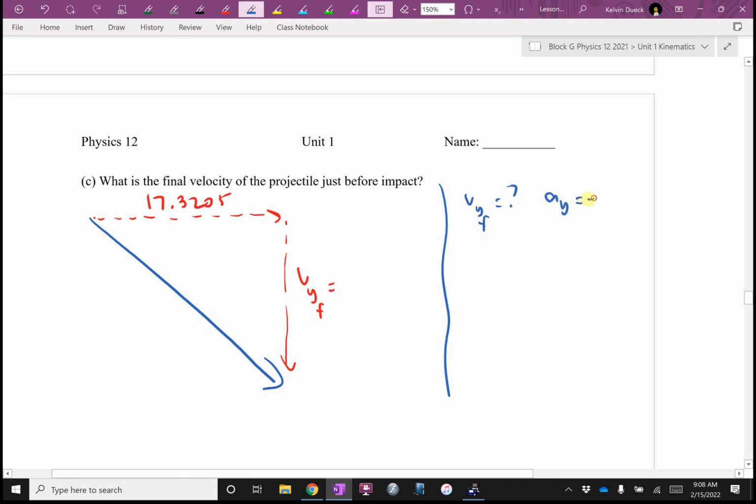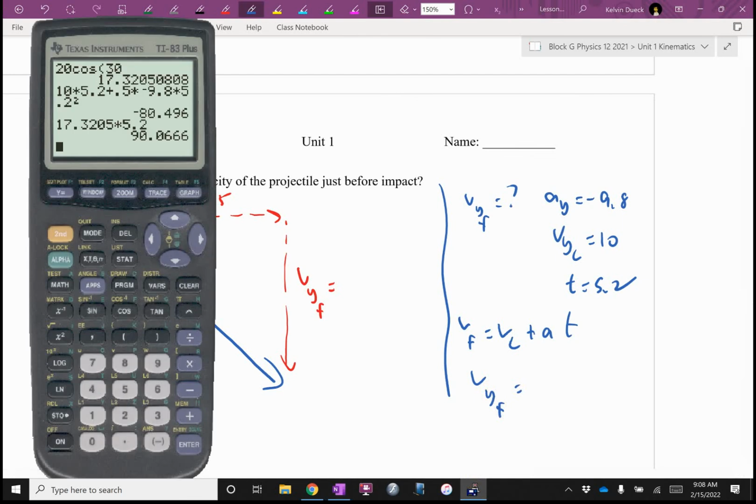But I know AY is negative 9.8. I know VY initial is 10. Oh, and I know T is 5.2. I think it's going to be VF equals VI plus AT again. If I quickly crunch that on my calculator, 10 plus negative 9.8 times 5.2. Ah, I got a negative. Oh, wait a minute. Which way is this projectile traveling vertically? I should have got a negative. That won't scare me. That'll relax me.